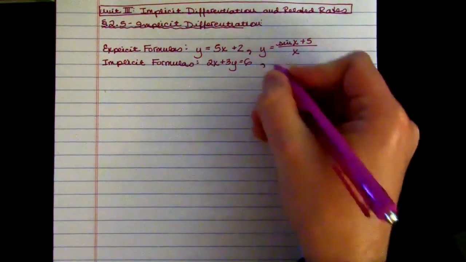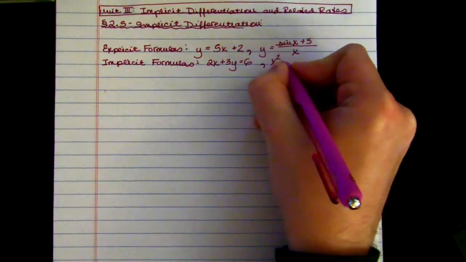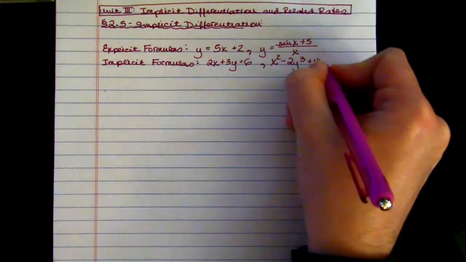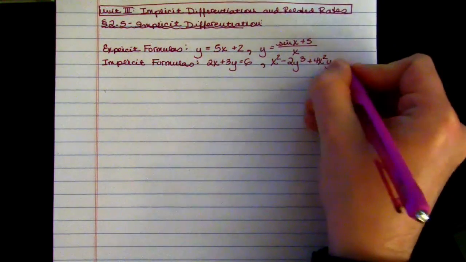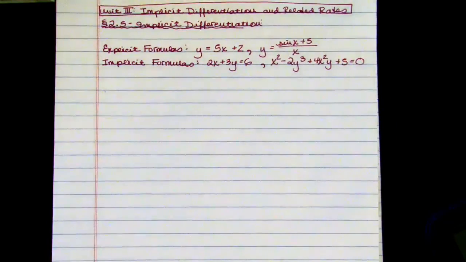However, what if I gave you an implicit formula like this? x squared minus 2y cubed plus 4x squared y plus 5 equals 0. And ask you to find the derivative, the formula that gives us the slope of a tangent line of that thing. Well, before we go on, let's just see what this looks like in the first place. It should be some sort of curve that we can find the slope of.